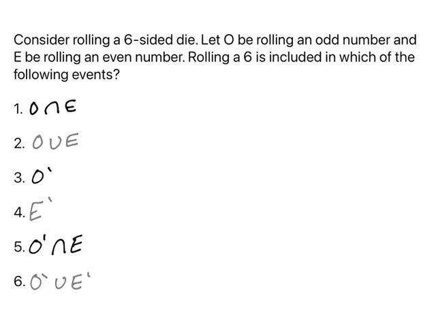Consider rolling a 6-sided die. Okay, so this is our sample space. So we have the sides 1, 2, 3, 4, 5, 6. These are my possible options when I roll this die. We have two events. Let O be rolling an odd number, and let E be rolling an even number, right? So O would be odd numbers, which is 1, 3, 5, and E would be even numbers, 2, 4, 6. Okay, I highly recommend writing all of this down, right? It's so much easier when you can see what you're dealing with.